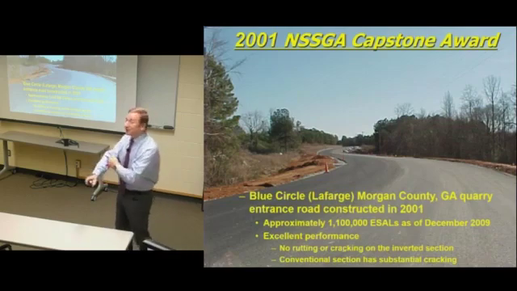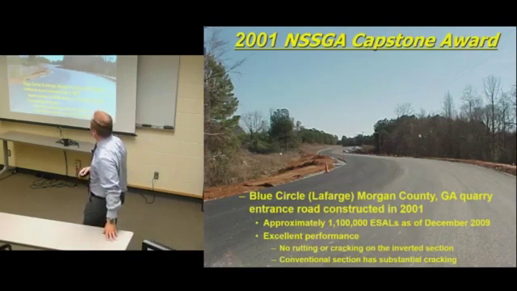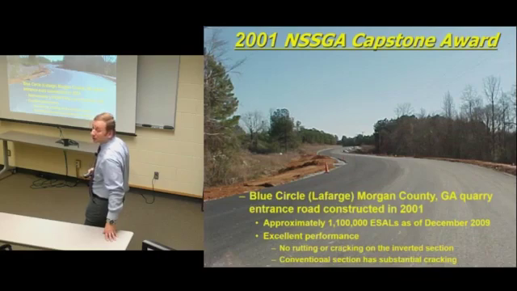Georgia's experience. Very quickly, just some slides. This is an actual job that was done in 2001, and this was a job that received the National Stone, Sand and Gravel Association's Capstone Award in 2001. This is the famous Blue Circle, Morgan County, Georgia Quarry Road. Okay, this used to be the Blue Circle Quarry, now it's called Lafarge, basically owned by Lafarge. Approximately 1.1 million easels were put on it from 2001 to 2009, and no rutting or cracking, excellent performance on inverted pavements. Conventional section has substantial cracking.